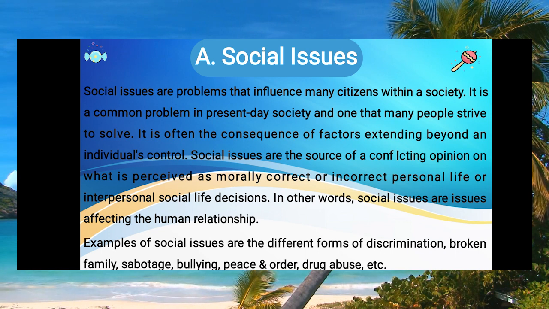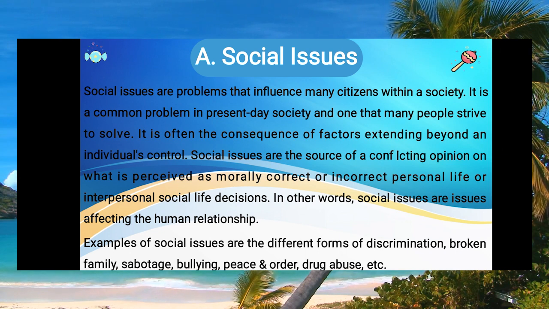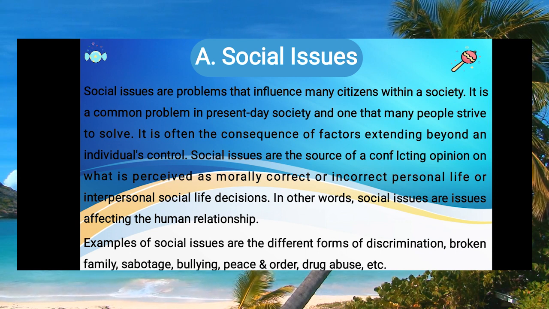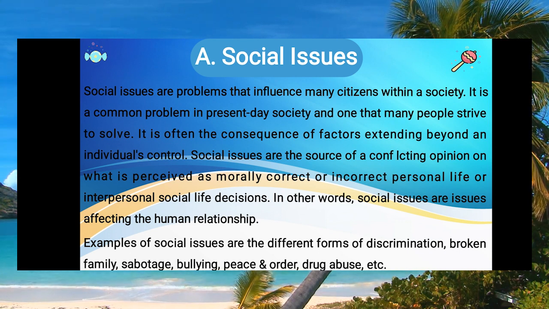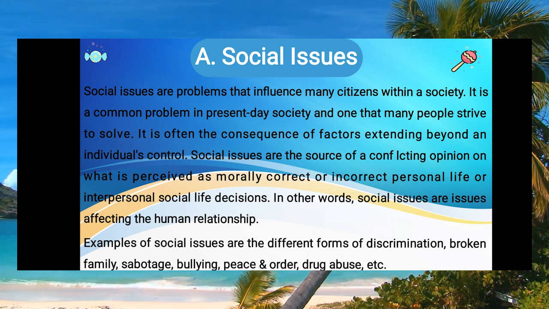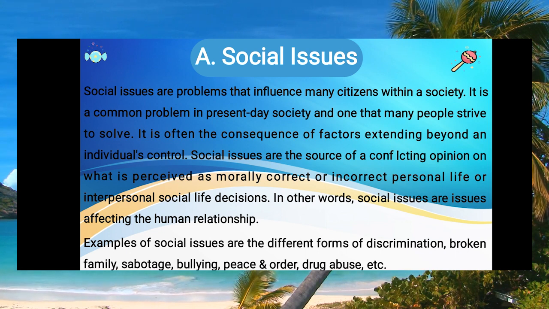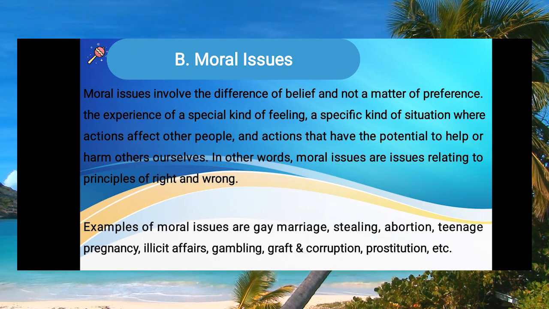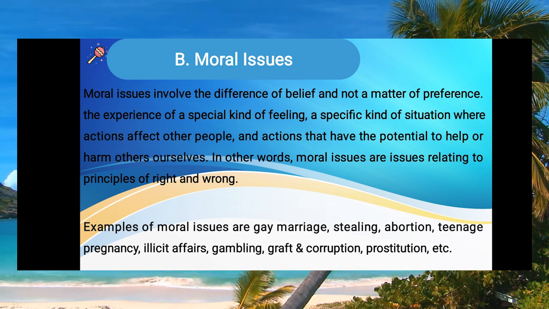A. Social issues. Social issues are the problems that influence many citizens within a society. It is a common problem in present-day society and one that many people strive to solve. It is often the consequence of factors extending beyond individuals' control. Social issues are the source of conflicting opinions on what is perceived as morally correct or incorrect personal life or interpersonal social life decisions. In other words, social issues are issues affecting human relationships. Examples of social issues are the different forms of discrimination, broken family, sabotage, bullying, peace and order, drug abuse, etc.